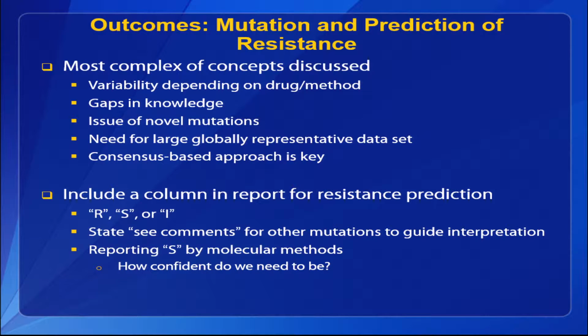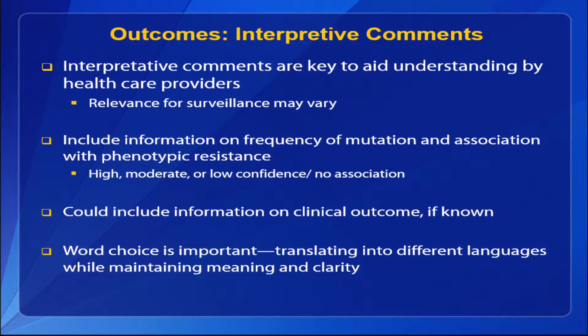And the reason is because if we put something in there like likely resistant or moderate confidence in terms of resistance, the concern is that the word resistance will be seen and that the additional information in terms of the interpretive criteria or interpretive comments might be missed. And so there was a thought to sort of direct folks to those interpretive comments. And then we talked about susceptibility and how confident do we really need to be.